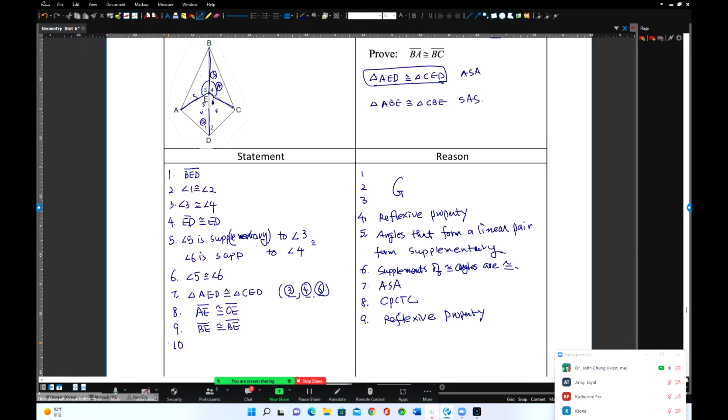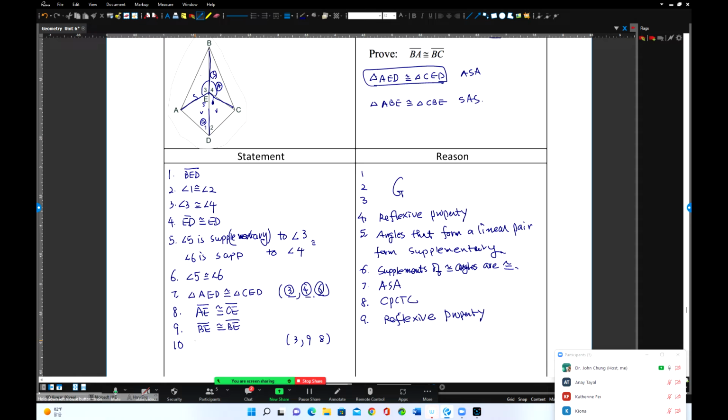Now we got everything, right? Angle 3 and 4, number 3, and BE, number 9, and the AE, AC. Okay, AE, EC, right, AE, EC, that is the number 8.